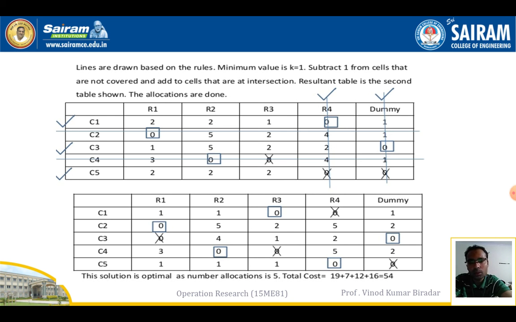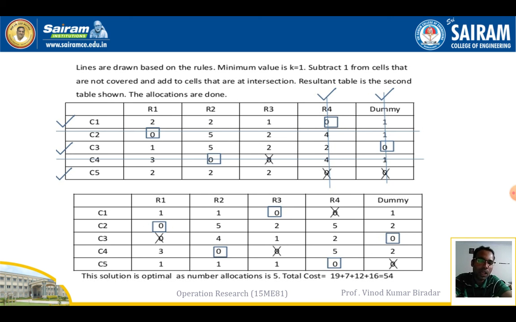Okay, so now the solution is optimal, so the number of allocations is 5, therefore the total cost is 19 plus 7 plus 12 plus 16 is equal to 54. How you got 19 plus 7 plus 20 plus 16 means, for the first row first job you are assigning third, so from third in the given question the value is 19. Again similarly second, C2 R1 you are assigning, in the given question at that place the value is 7, so like that you add, you will get 54. That's about the unbalanced problem. Now a total of 54 rupees is required for the completion of this road.